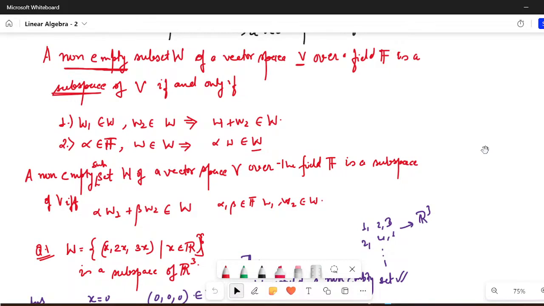So, for example, if a non-empty subset W of a vector space V over a field F is a subspace of V, then it can only be a subspace if and only if W1 belongs to W. W is what? W is a subset of the vector space V. We know that there is a vector space V, and we are actually exploring W. W is a subset of V, and V is a vector space over field F. Now, W is a subspace of V if and only if W1 belongs to W, W2 belongs to W, and W1 plus W2 belongs to W, and alpha belongs to the field, and for W belonging to W, alpha times W also belongs to W.